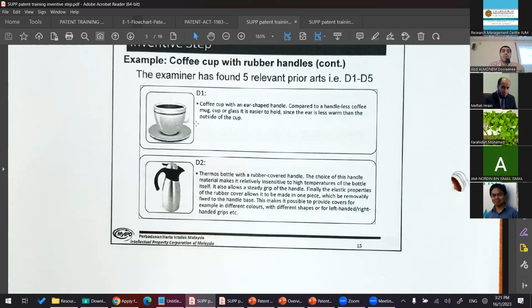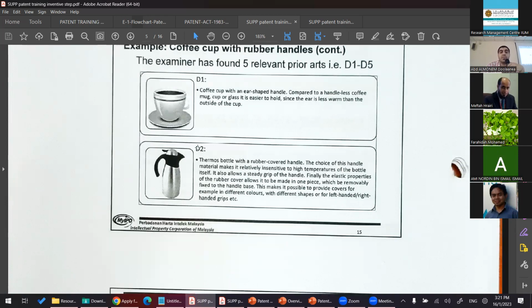But let's see the inventive step now. Another prior art, document 2, usually they name it D2: thermos bottle with a rubber covered handle. The choice of this handle material makes it relatively insensitive to high temperature. It also allows steady grip of the handle. Finally, the elastic property of the rubber cover allows it to be made in one piece, which is removable, fixed to the handle. Okay, so it has rubber, but it's not a cup.